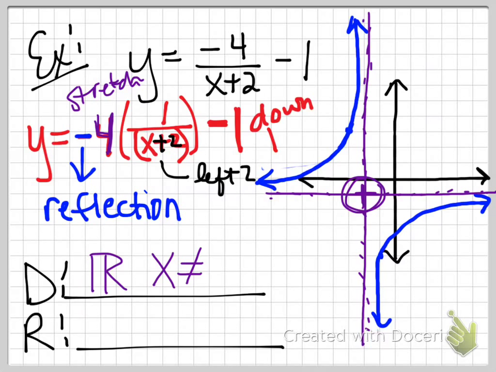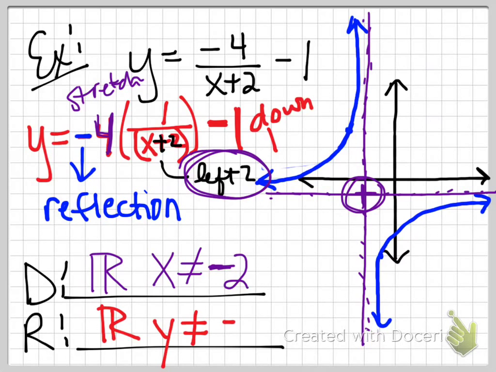So when I do my domain and range, I'm going to say all real numbers, except x does not equal -2. How do I know that it's -2? Well, I shifted it left 2 places, so not -2. And then for my range, it's going to be all real numbers, except y does not equal -1. How do I know that it's -1? Because I shifted down 1 place. So left 2 and down 1, that affects my domain and my range.